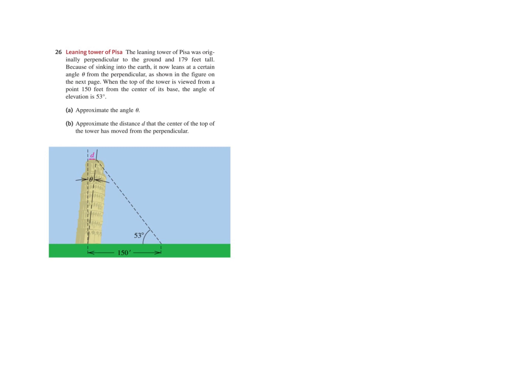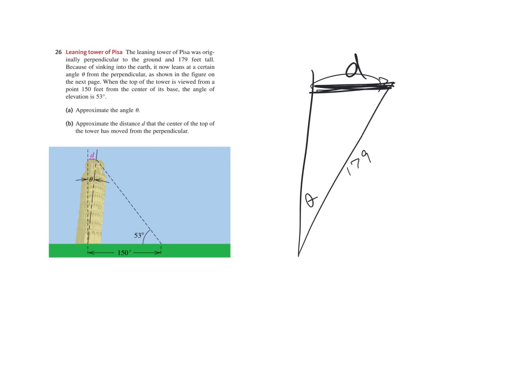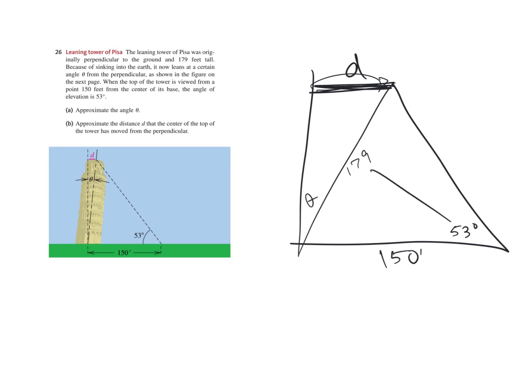All right, Leaning Tower of Pisa. It is 179 feet tall. All right. So let's draw this a little bit better. So this is 179. Draw this a little bit more drastic here. That's theta. And this distance here is called d. And this is 53 degrees. This is 150 feet. Okay, so there's our two numbers we need.